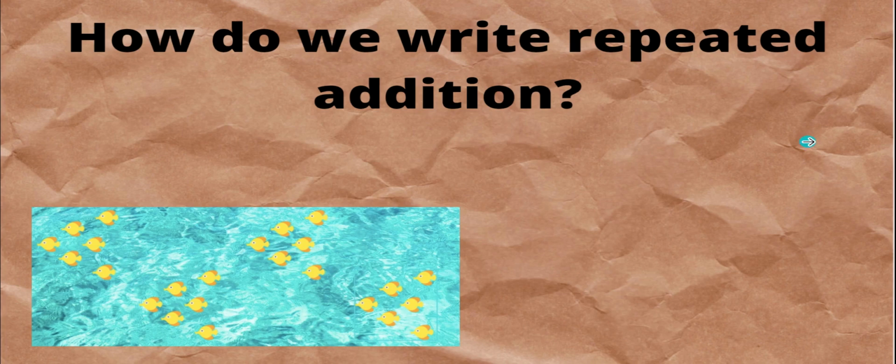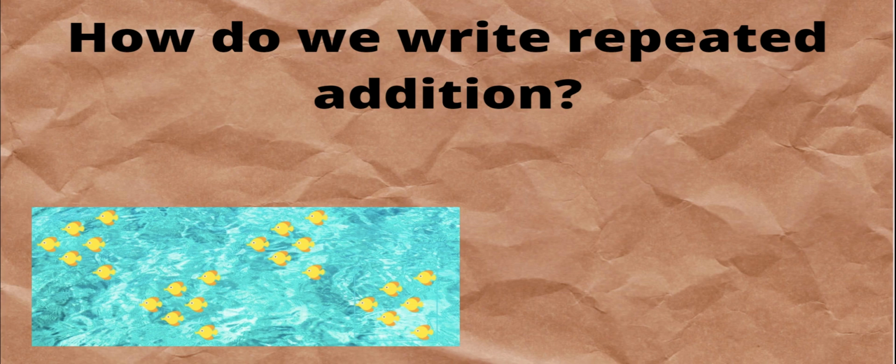So after that, we're going to go into the teacher model part. I'm going to show them how exactly you would write repeated addition. So in this case, we've got 6 fish in 4 different groups. So we might do 6 plus 6 plus 6 plus 6, or 4 added together 6 times.